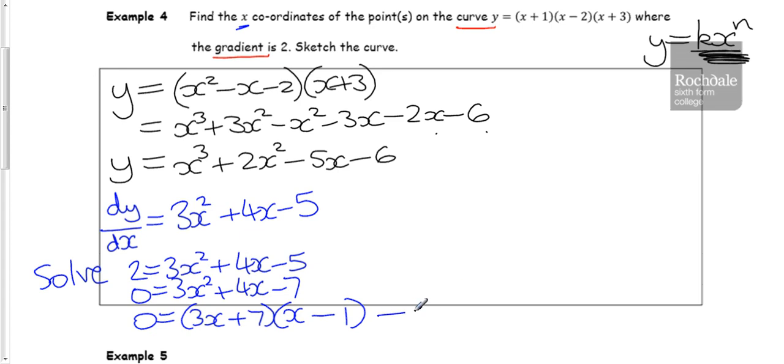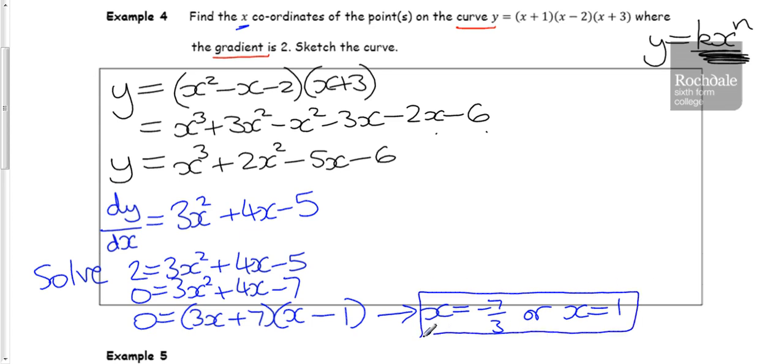So this tells me that to make this equal to 0, x would either be minus 7/3 or x would equal 1. Now the question didn't ask for full coordinates, it just asked for x-coordinates, the points where the gradient is 2, and we found those points. Now I'm going to sketch the curve. And actually, what we've just worked out doesn't help us that much in sketching the curve.